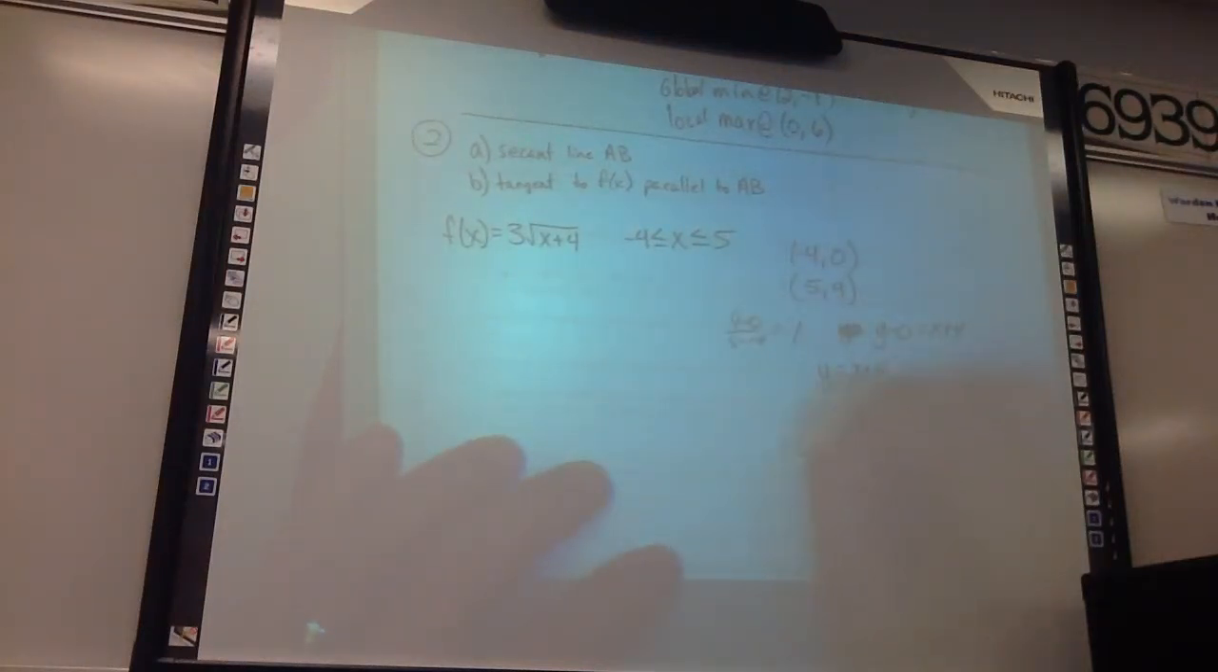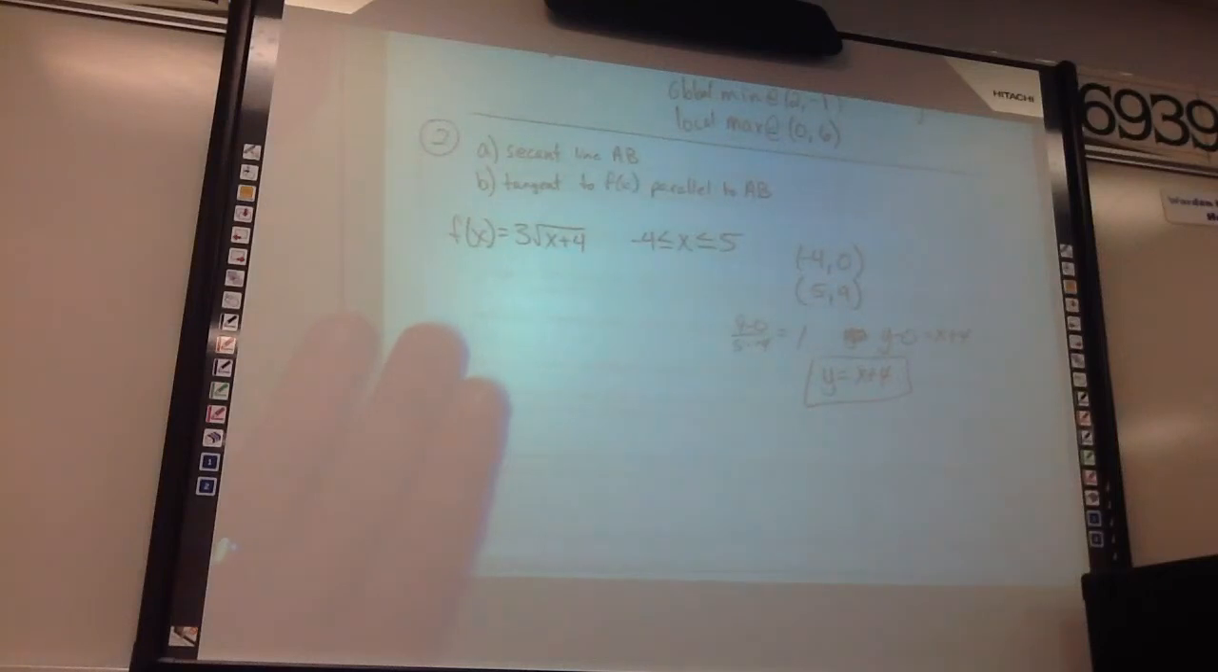Any questions on the secant line? If we didn't use that point, we don't have to. You would have had y minus 9 equals 1 times x minus 5. That's fine, same thing.